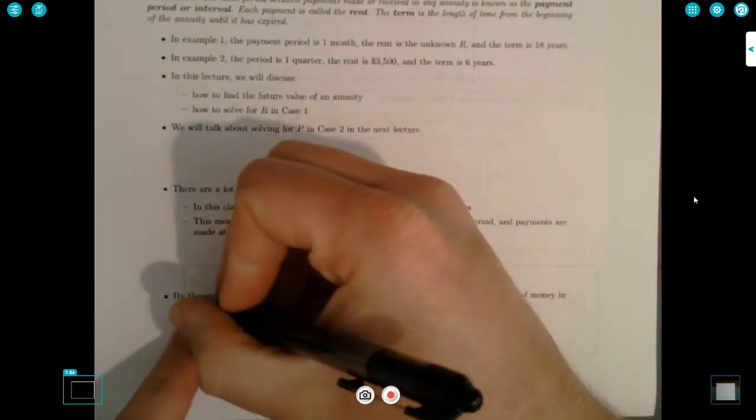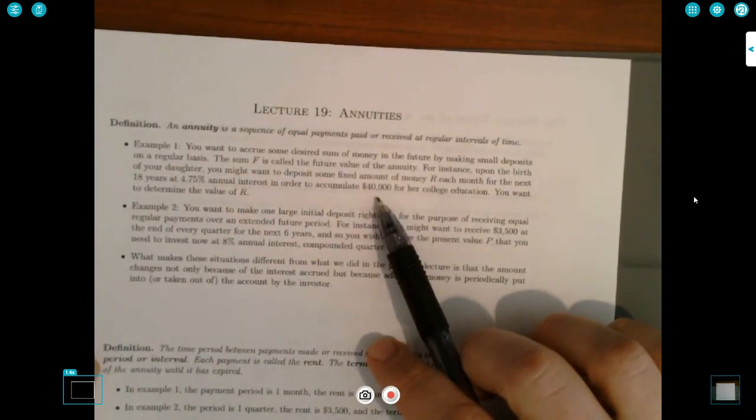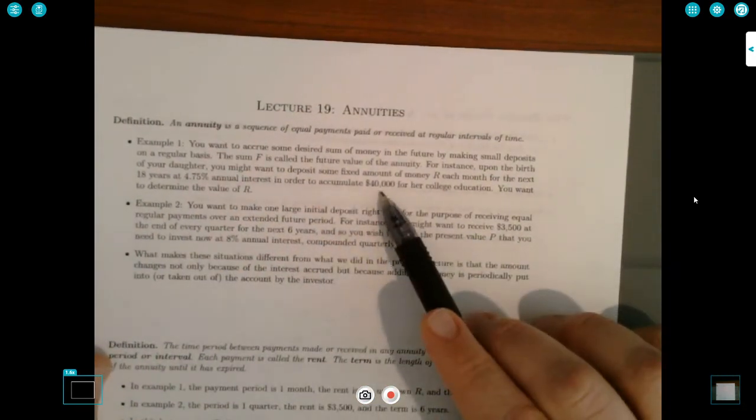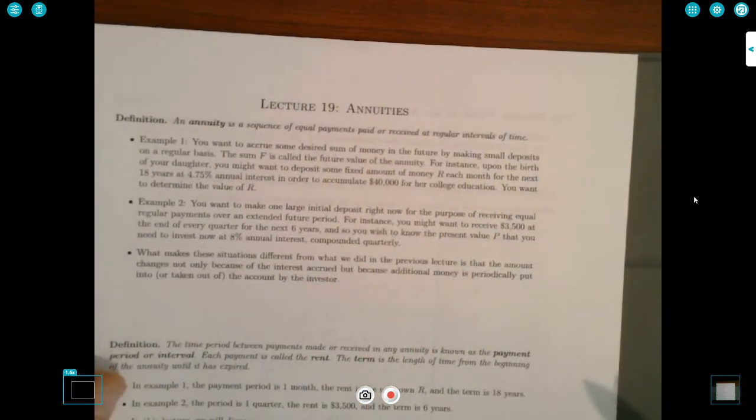Then one more thing, by the way. An annuity established for the purpose of accumulating a specific amount of money in the future is called a sinking fund. So in example 1, we wanted to accrue $40,000 in 18 years, so we would call this situation a sinking fund.